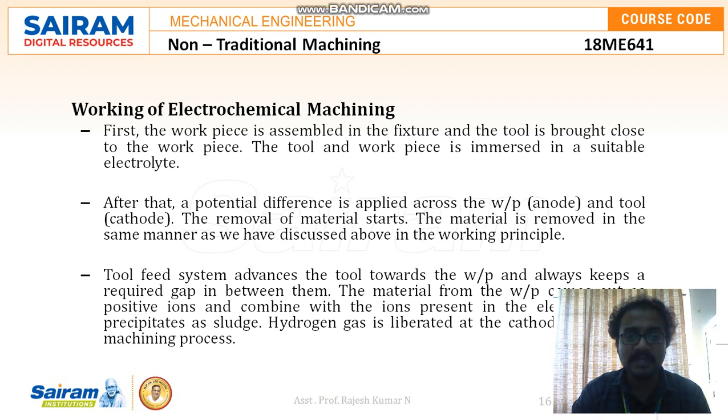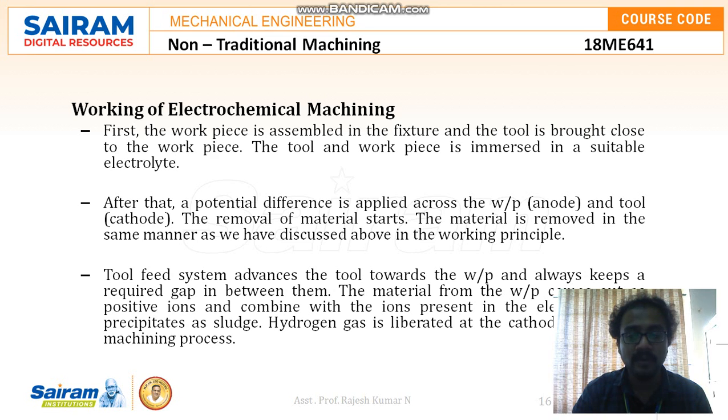The tool and the workpiece are immersed in a suitable electrolyte. After that, a potential difference is applied across the workpiece, that is the anode, and the tool. The potential difference here is nothing but a positive and a negative charge that should be applied. That only will be called a potential difference. And the removal of the material starts, and the material is removed in the same manner as we have discussed above in the working principle.